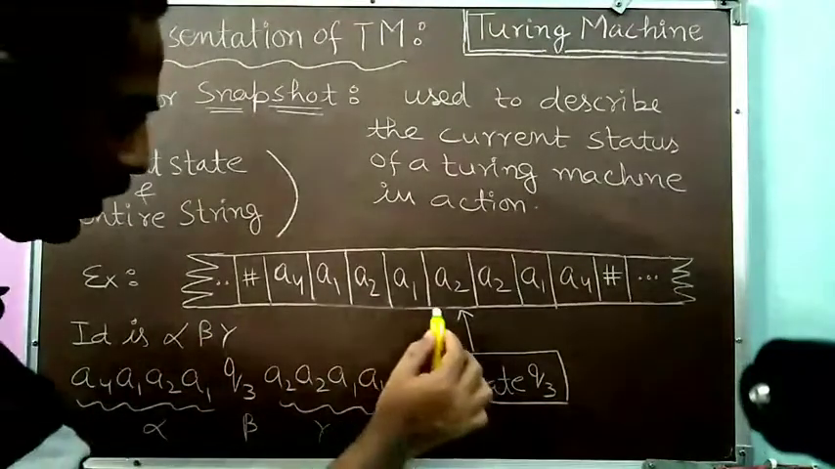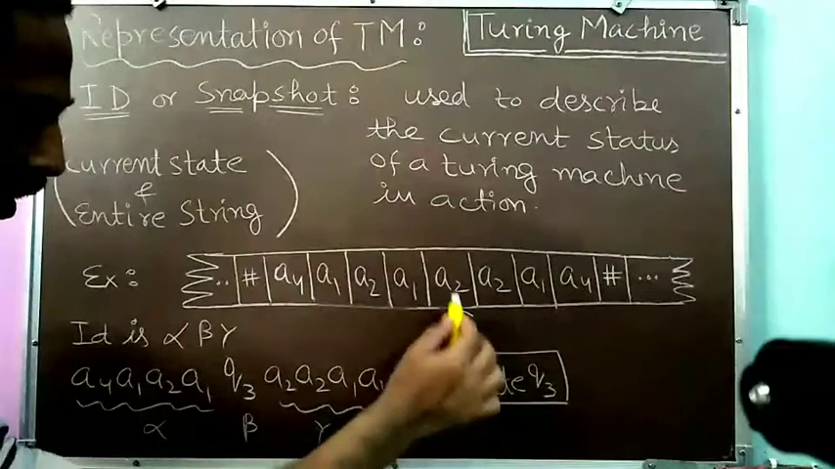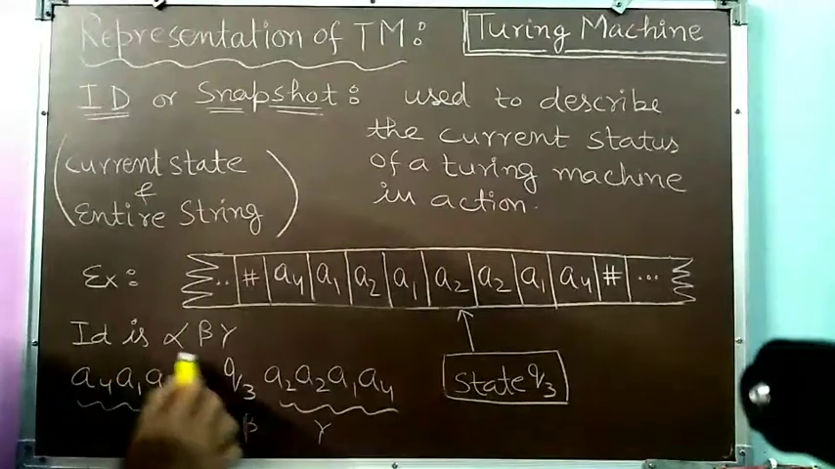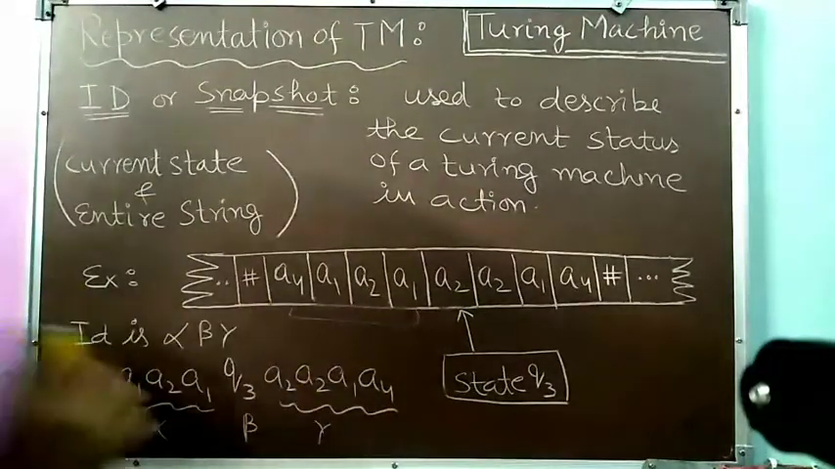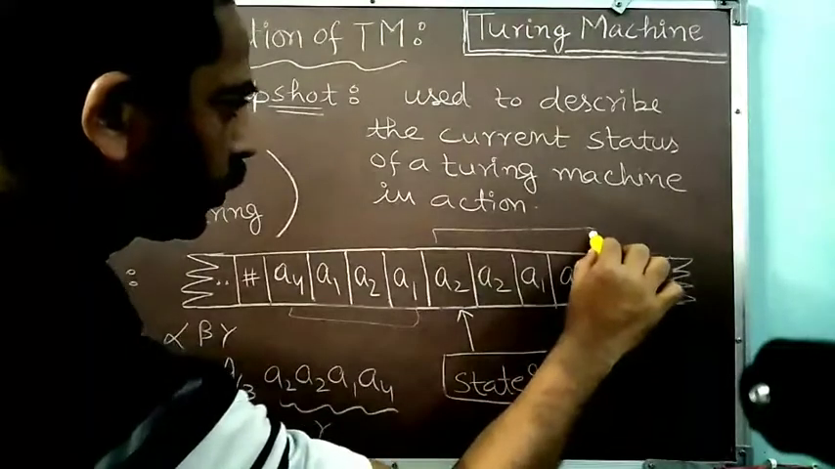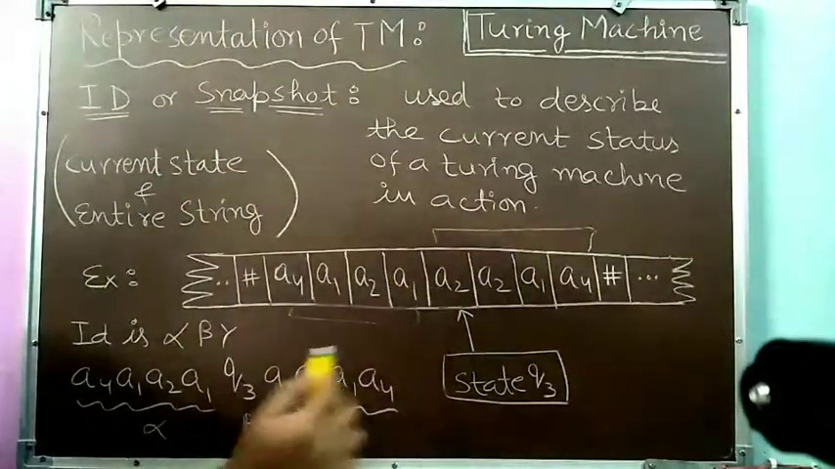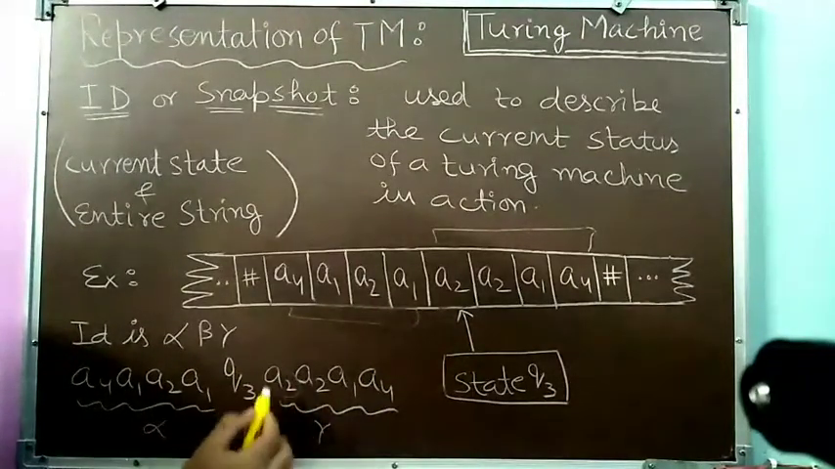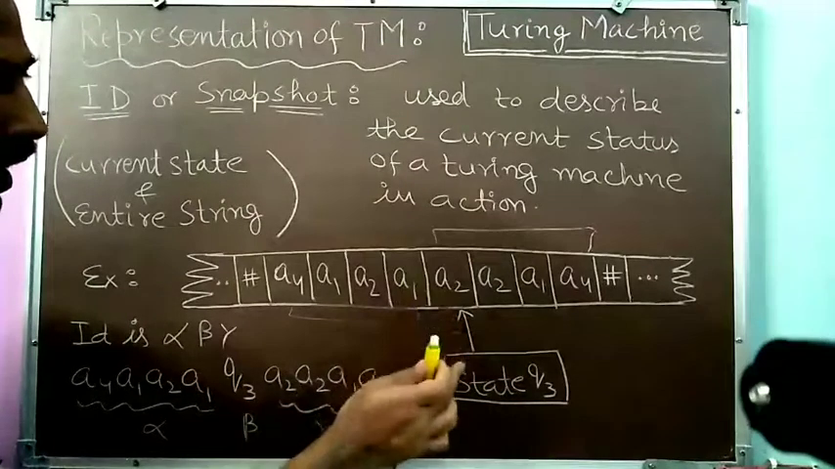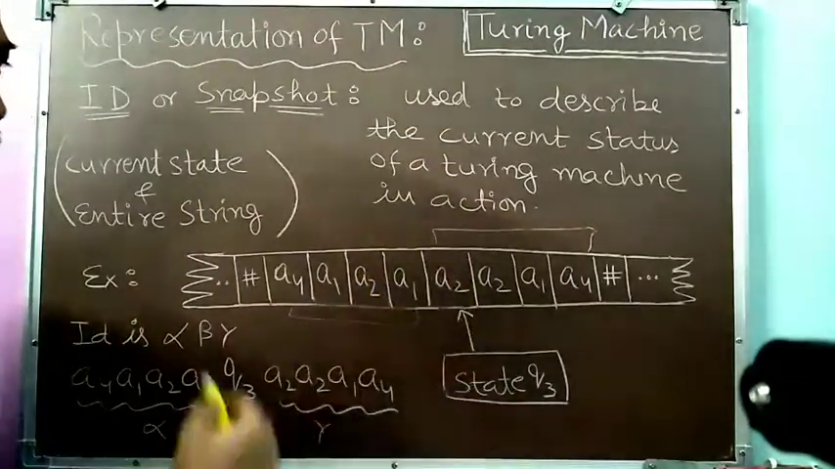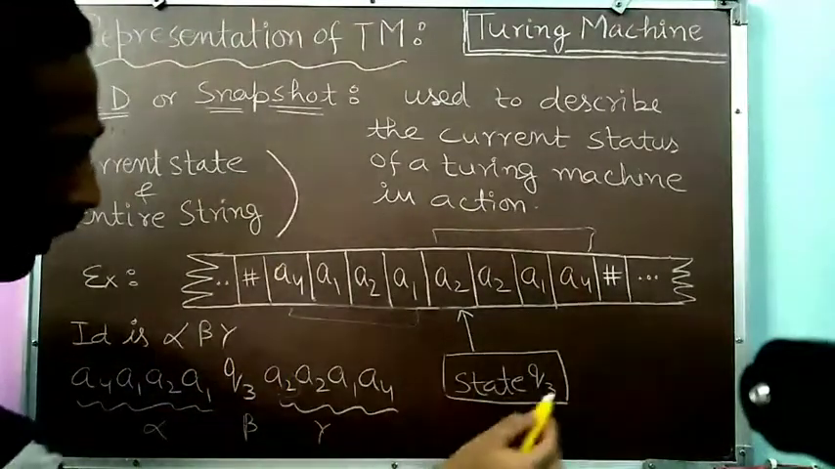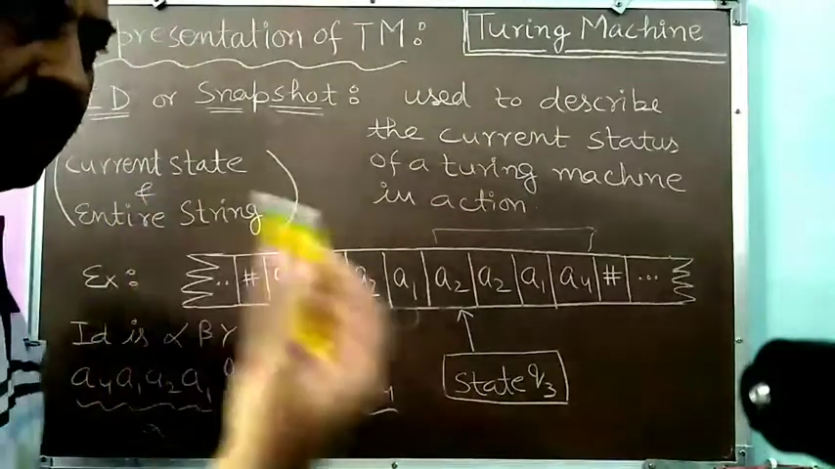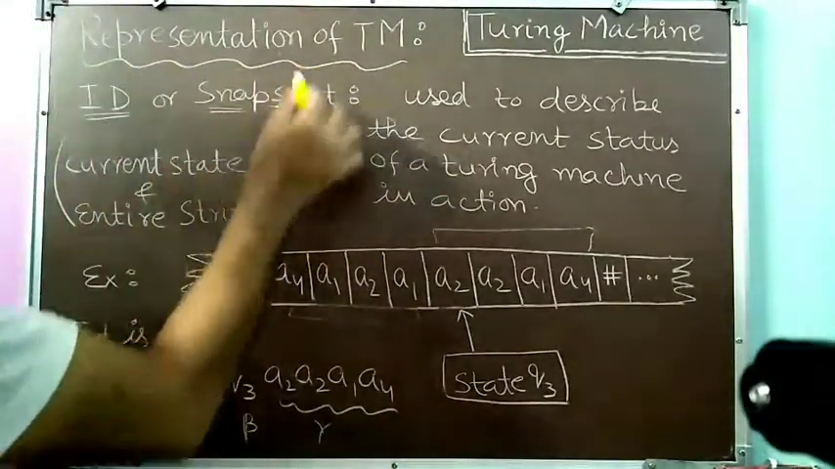The string towards the left of the current read-write head will be A4, A1, A2, A1. So this is my alpha. Up till now, I have my alpha. And starting from here up to the last, it will be the gamma. So gamma will be A2, A2, A1, A4. And this A2, the first symbol of the gamma, is the symbol which is currently under the read-write head, meaning the symbol which we are going to process. And Q3 is the current state. In this manner, we can define our Turing machine in action through the ID or snapshot.